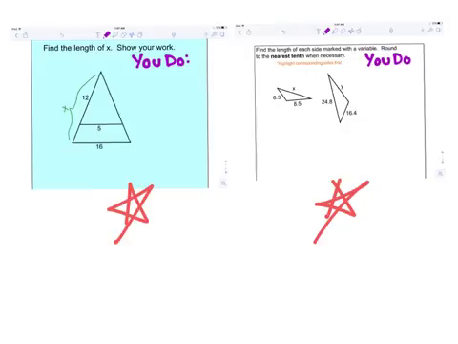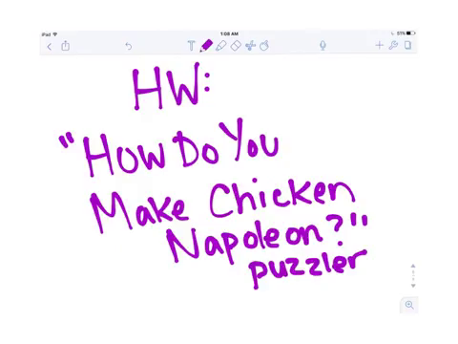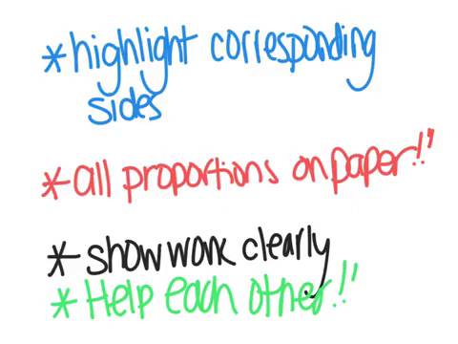Once you feel like you've got it, you can go ahead and start on your homework, which is posted in Schoology. It's a worksheet called How Do You Make Chicken Napoleon? It's a puzzler. And what I'd like you guys to do for this one is make sure that you're highlighting your corresponding sides. Okay, you will be doing this in Notability, so you have the option to use all the colors. Please, please, please use that tool to help you, because a lot of the figures are going to be twisted around and flipped, and that's usually where people get stumped.